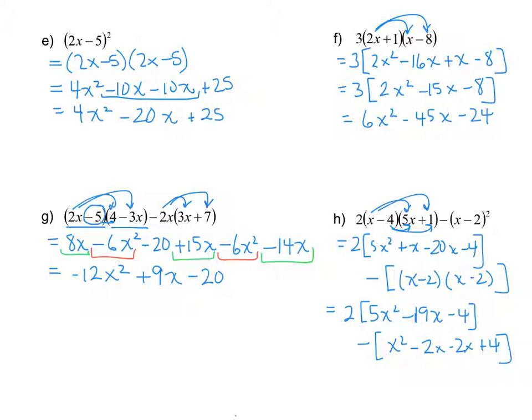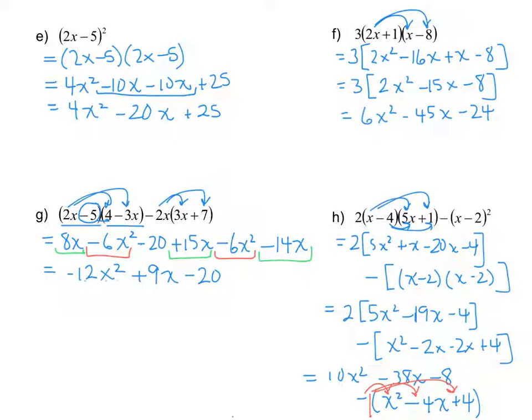Close that bracket. I'm going to multiply the 2 through the bracket and get 10x squared. 2 groups of 19 would be 38, so minus 38x, minus 2 groups of 4 would be minus 8. And then we're going to take away, in brackets we have x squared, minus 4x, and then plus 4. So I have to take away all of that. That means it's like multiplying minus 1 through that bracket. Okay, so we're going to keep that to the end. We're going to do that.